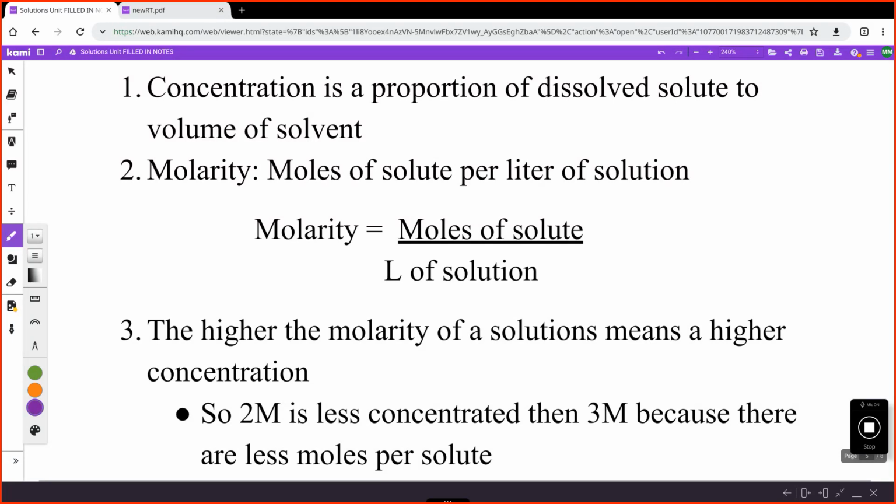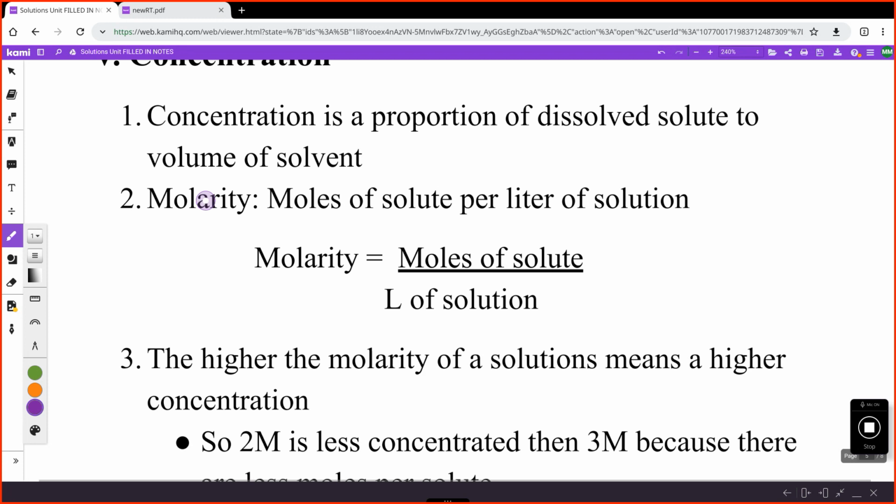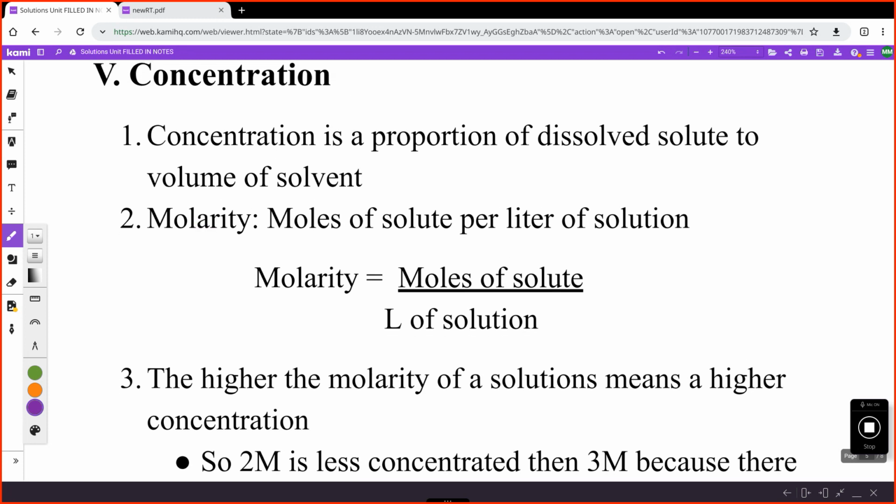Welcome back. We're here in the fourth video, fourth lesson of the solutions unit. In this part, we're going to be talking about concentration and how we can measure concentration, putting an actual number to this term. And so we're going to start by using molarity.